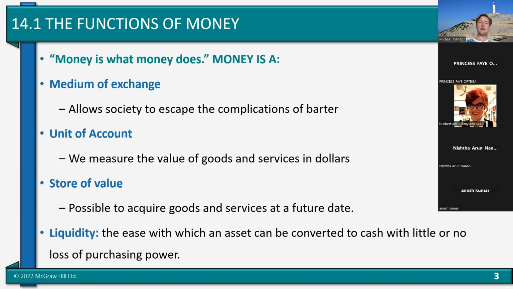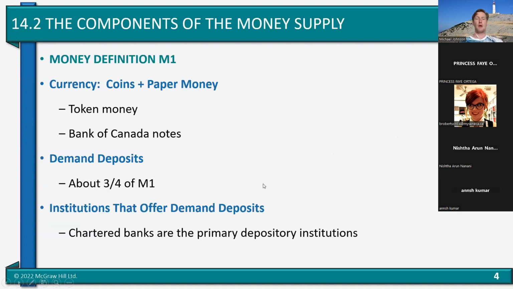So money is what money does. So money is a medium of exchange, allows society to escape the complications of barter. Unit of account, we measure the value of goods and services in dollars. Store of value, possible to acquire goods and services at a future date. Liquidity, the ease with which an asset can be converted to cash with little or no loss of purchasing power.